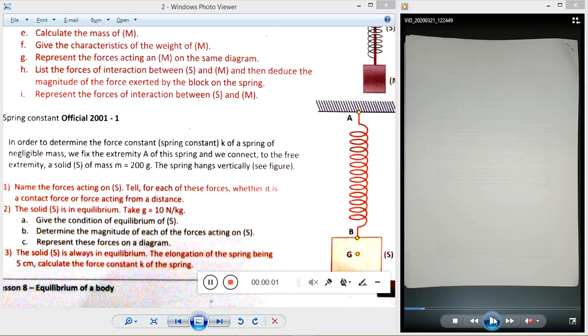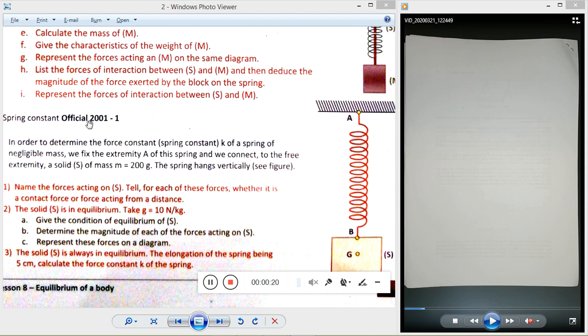Hello guys. In the third question in the first homework, page 135, it's an official question, year 2001. It's the same as the previous questions, but I'll just correct it quickly.